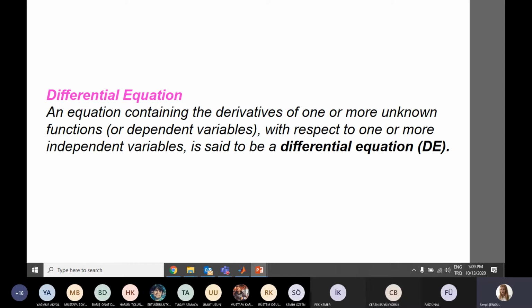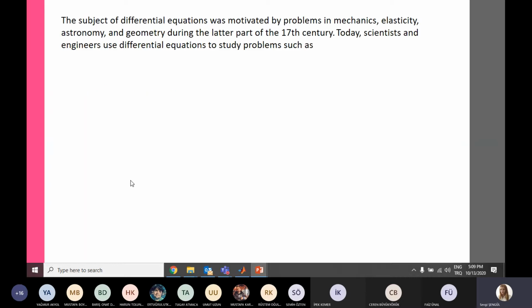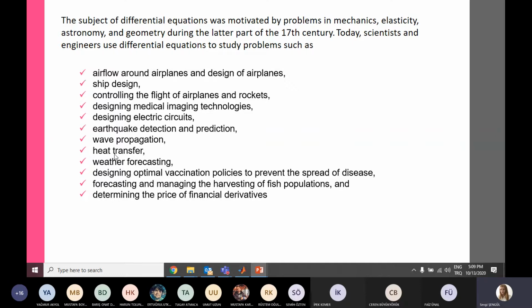Differential equations, as I told you, are equations containing the derivatives of one or more unknown functions with respect to one or more independent variables. So there will be equations that have derivatives inside. Simple. And differential equations were started or defined in the later part of the 17th century.